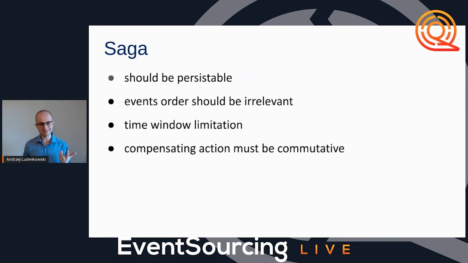Implementing a Saga is not a piece of cake, really, because a Saga should be persistable, so it must survive restarts, crashes, etc. You cannot assume any order of events, so that should be reflected in the implementation. There will always be some time window limitation. Let's say that I just consumed a booked event. Now I'm waiting for a charge event for 10 minutes and I didn't see this event, so I need to apply a compensating action. But this event will arrive after 12 minutes. That's why the compensating action must be commutative. So a lot of considerations.